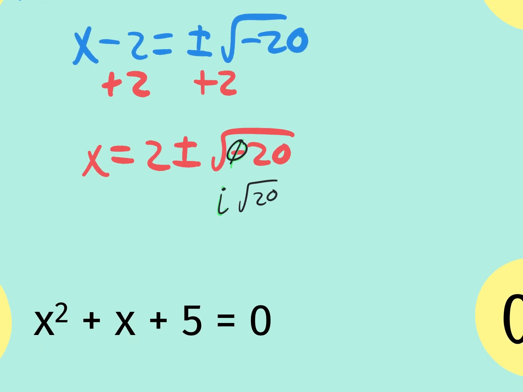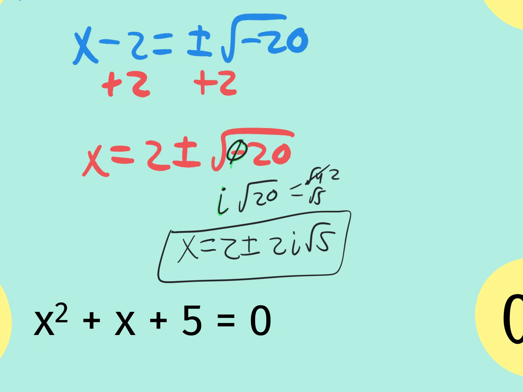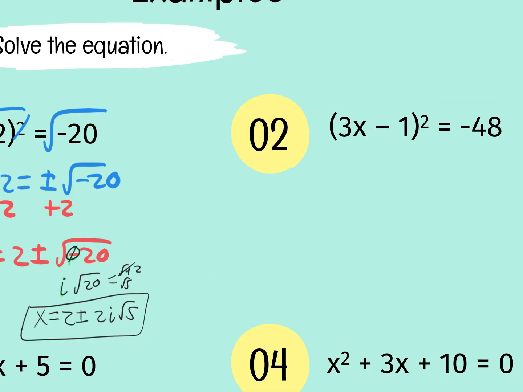And square root of 20 we can break up into the square root of 4 and the square root of 5. And the square root of 4 becomes 2. So our final answer is going to be x equals 2 plus or minus the square root of negative 20 became 2i square root of 5. All right, so same exact process, just this time we have to simplify the i's. All right, so let's look at the next one.